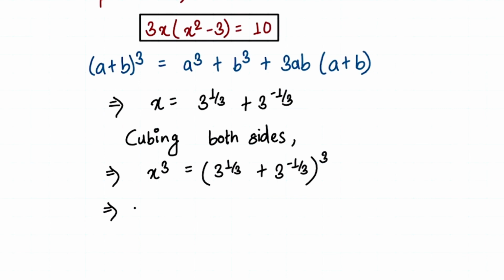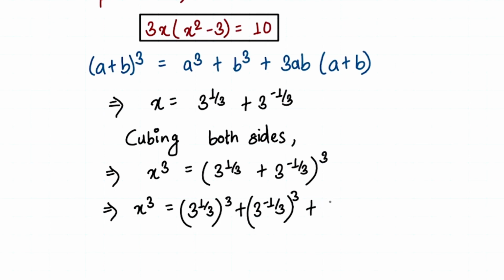Now we have our x cube over here, right? Equals to, we're going to use our formula of a plus b whole cube over here, okay? So we get a cube, so it's going to be 3 to the power 1 by 3 whole cube plus b cube, which is 3 to the power minus 1 by 3 whole cube, plus we have 3ab, right? So it's going to be 3 dot our a is 3 to the power 1 by 3, our b is 3 to the power minus 1 by 3. And we have our a plus b. So it's going to be 3 to the power 1 by 3 plus our b is 3 to the power minus 1 by 3. Okay?